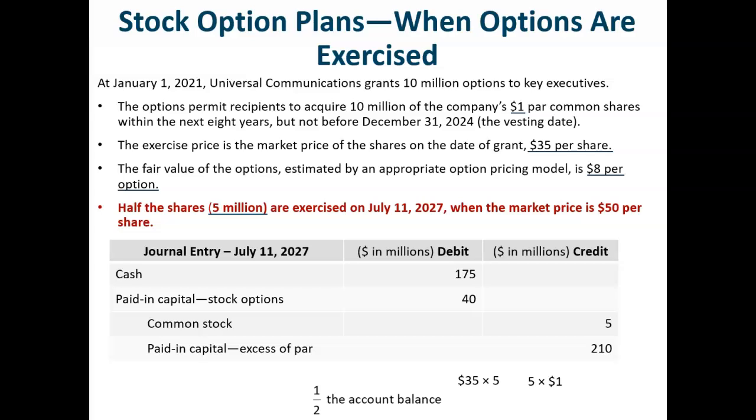Over the next two slides, we will continue using the example of Universal's grant of 10 million stock options on January 1st, 2021, and we will assume that there were no forfeitures prior to the vesting date. Under this assumption, compensation expense was debited and paid-in capital stock options was credited for $20 million in each of the 4 years in the vesting period. Accordingly, by December 31st, 2024, at the end of the 4th year in the vesting period, the paid-in capital stock options account had an accumulated $80 million credit balance.